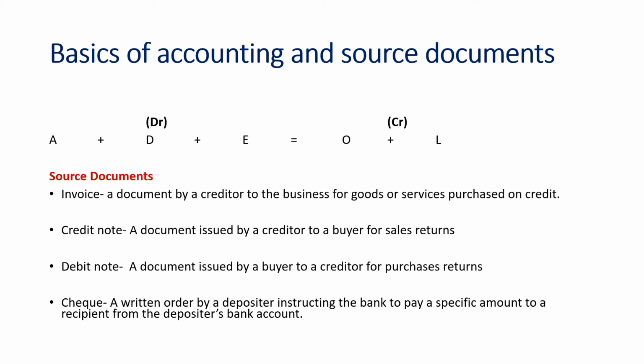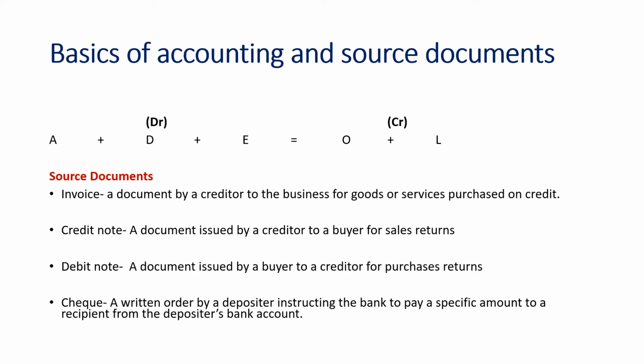Then we go to number 3. We have a debit note. A debit note is a document issued by a buyer to a creditor for purchases returns. So when you return those goods to that farmer in Cape Town, as per our example, you will write a debit note and give it to the farmer. The farmer in return will give you the credit note, acknowledging your debit note. So the difference here is that a debit note is written by you.